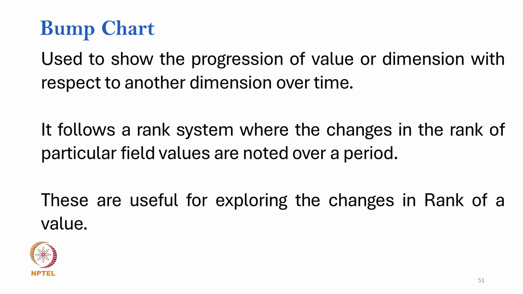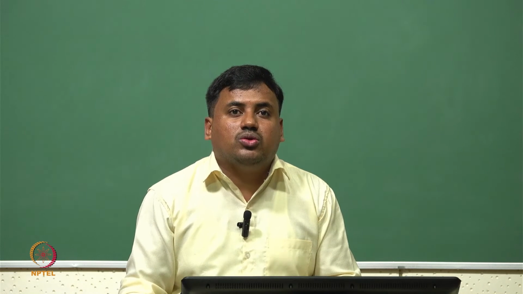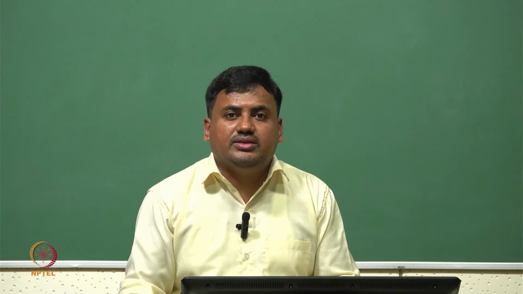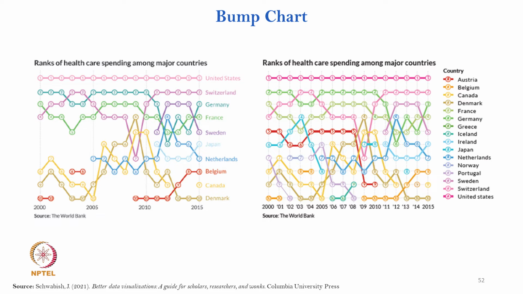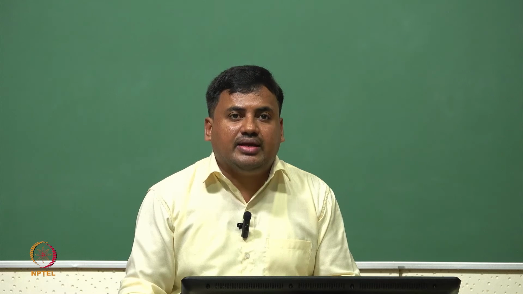Another chart is the bump chart. The bump chart is used to show the progression of values or dimensions with respect to another dimension over a period of time. It follows a ranking system where changes in the rank of particular field values are noted over time. They are often useful for exploring changes in the rank of a value over time dimensions or place dimensions, or some of the dimensions relevant to the analysis.